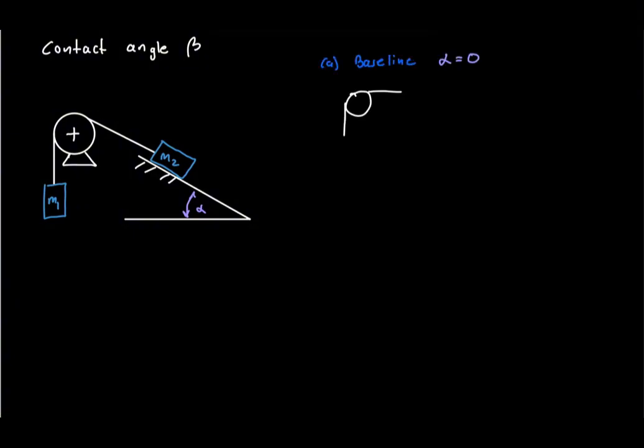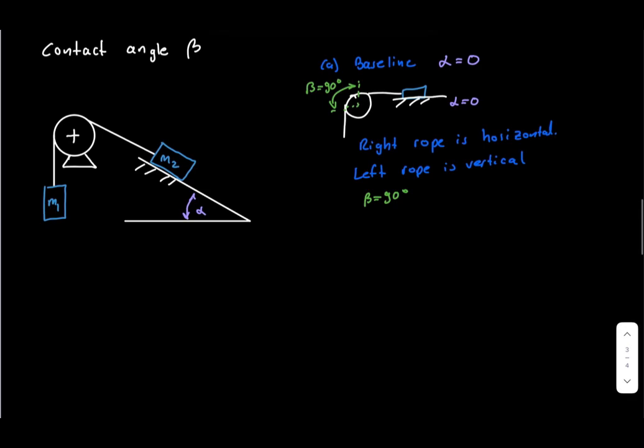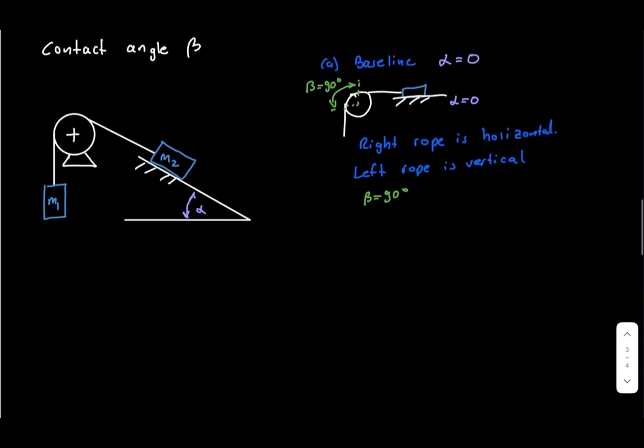Now imagine the special case where the incline angle is 0. Since the rope is parallel to the incline, the right-hand rope would then be horizontal. The left rope would still be vertical. A vertical rope on one side and a horizontal rope on the other means that the rope contacts 1/4 of the pulley. 1/4 of a full circle is 90 degrees. So for this geometry, when alpha is 0, the contact angle is 90 degrees.